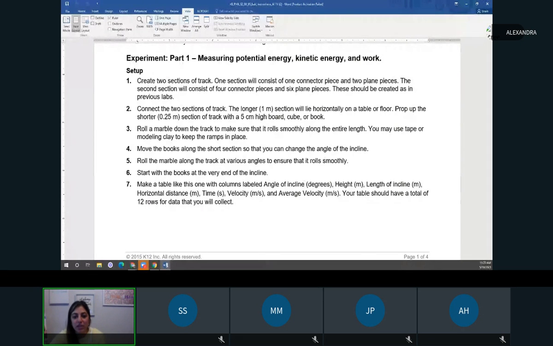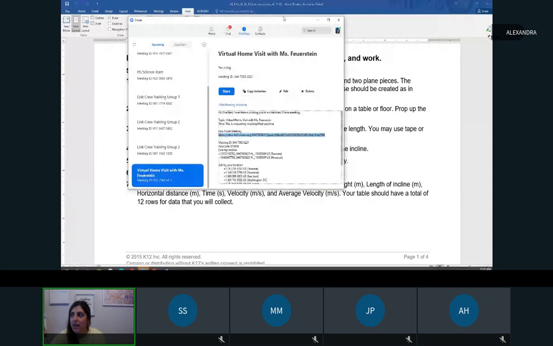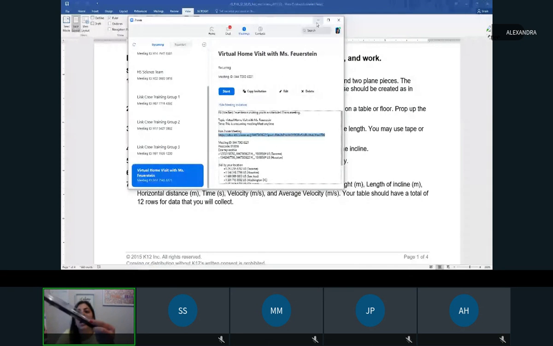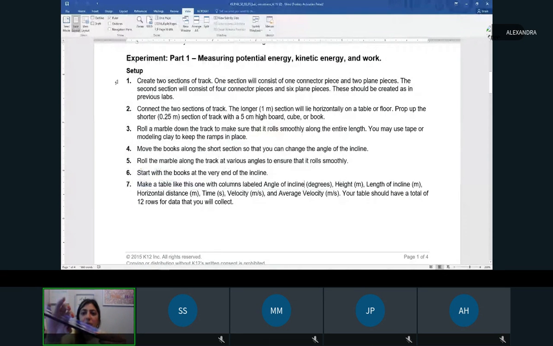Now, the ball is going to be dropped at the same place on the ramp every time. So what you might want to do is put a piece of tape. No matter what the angle is, whether it's really high or really low, you're always going to put that steel ball in this one place. And that's part one. So in part one, we're just changing the angle.